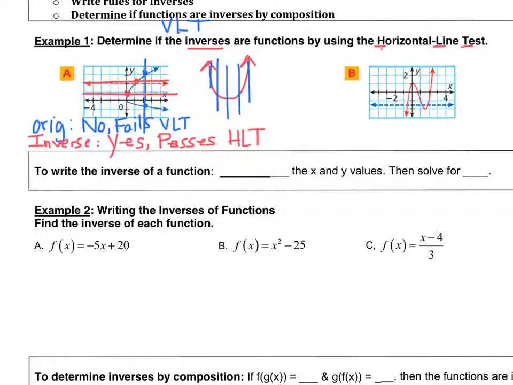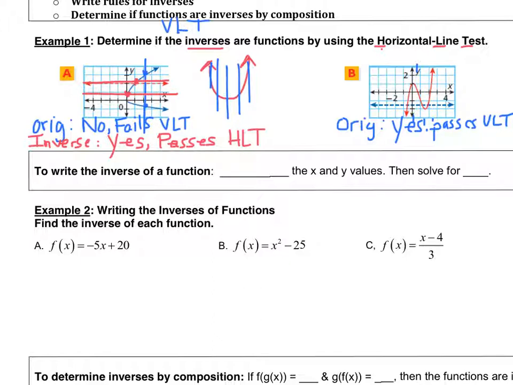So let's just consider the original function. The original is the line that we see. Would that one pass the vertical line test? If we drew a bunch of vertical lines through it, the answer would be yes. It passes the VLT, the vertical line test. Let me get those out of there now.